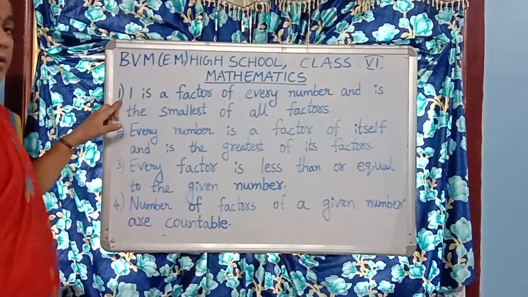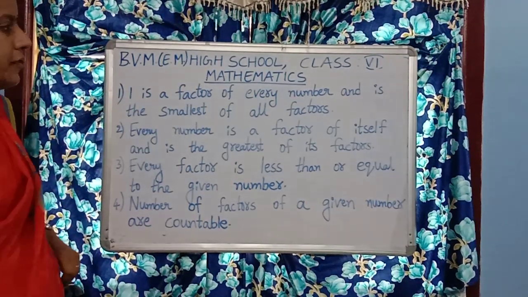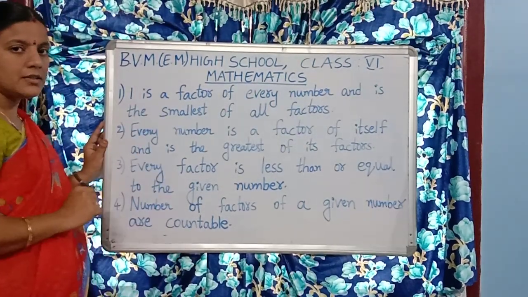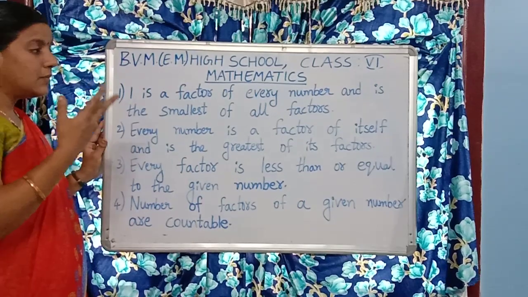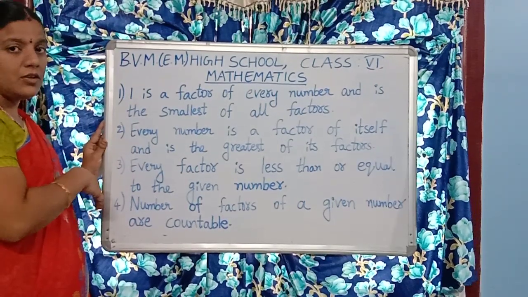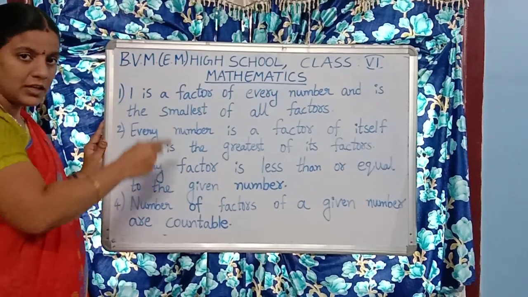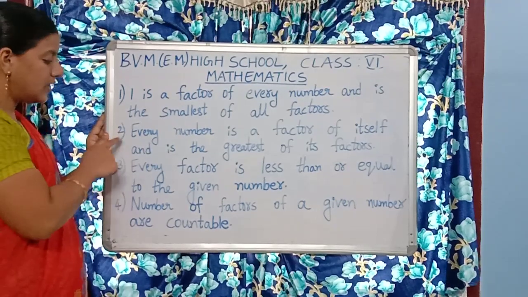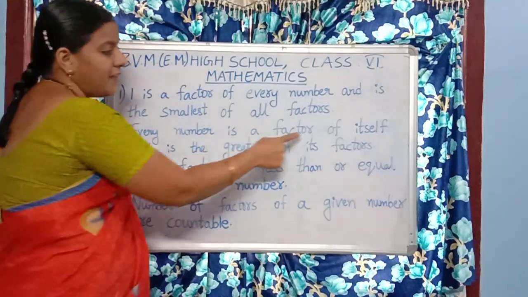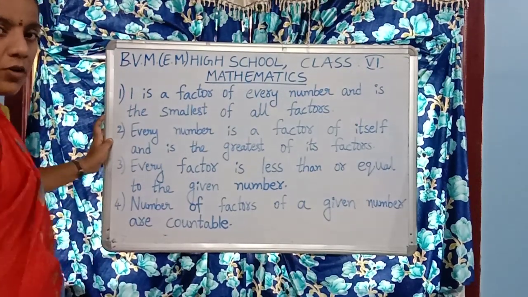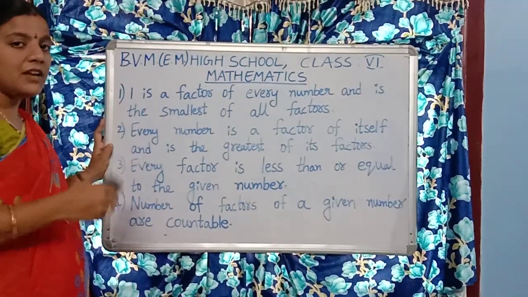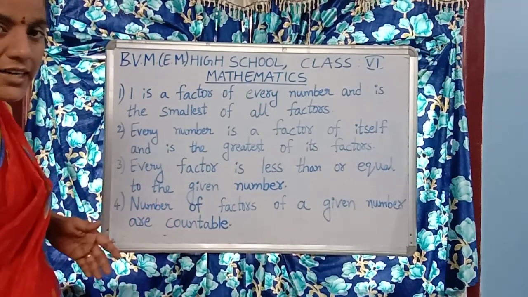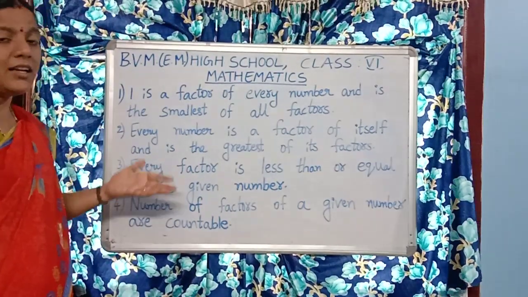Okay, children, look. 1 is a factor of every number and is the smallest of all factors. For every number, 1 is the common factor and the smallest of all factors. Next one: every number is a factor of itself. For every number, itself is a factor and it is the greatest factor.